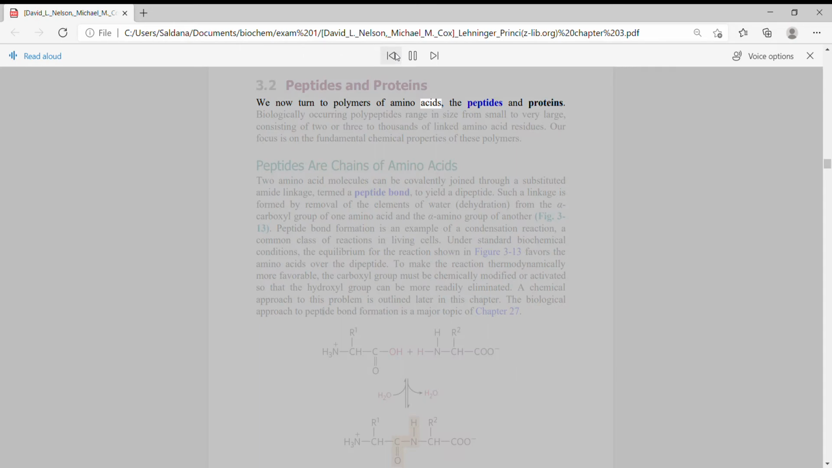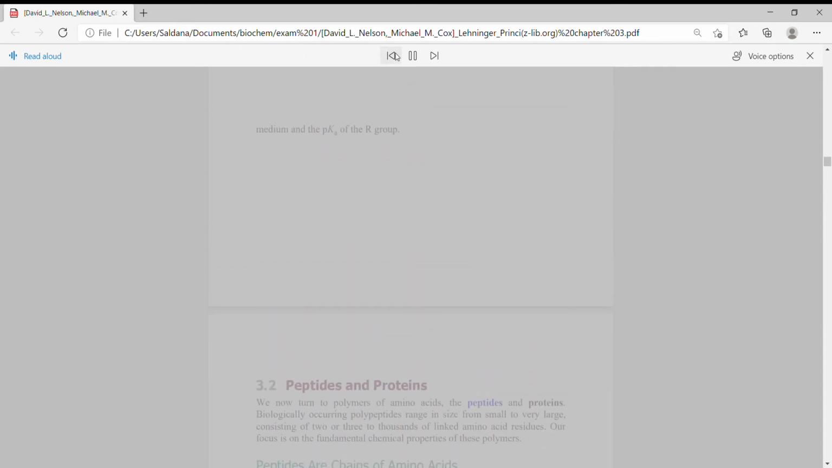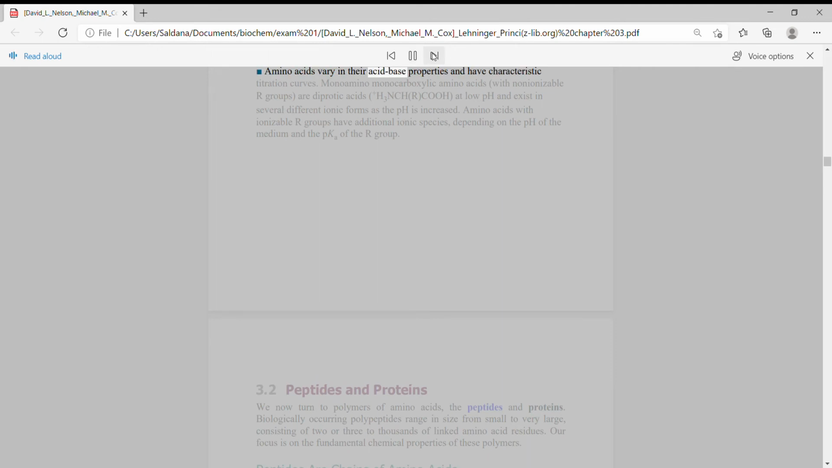3.2 Peptides and Proteins. We now turn to polymers of amino acids, the peptides and proteins. Biologically occurring polypeptides range in size from small to very large, consisting of 2 or 3 to thousands of linked amino acid residues. Our focus is on the fundamental chemical properties of these polymers.